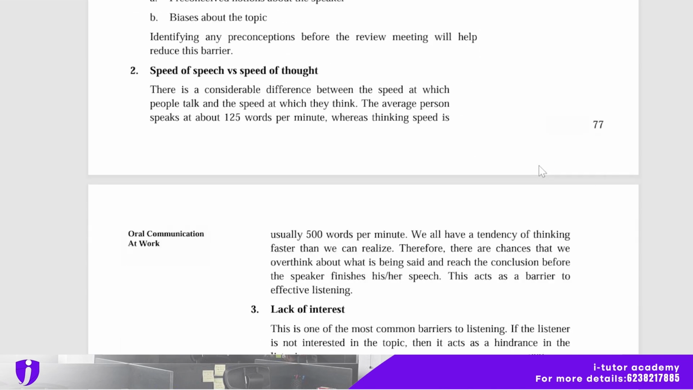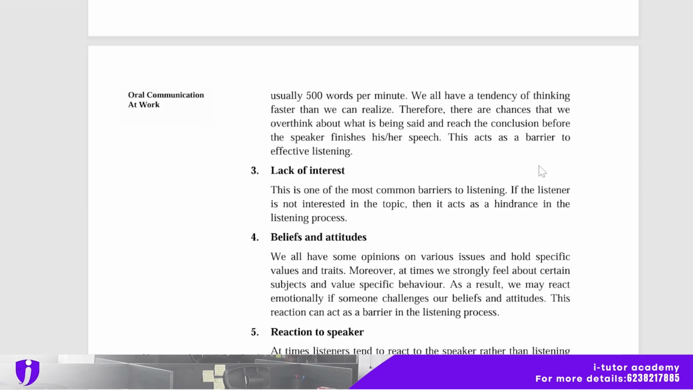Speed of speech versus speed of thought. There is a considerable difference between the speed at which people talk and the speed at which they think. The average person speaks at about 125 words per minute, whereas thinking speed is usually 500 words per minute. We all have a tendency of thinking faster than we realize. Therefore, there are chances that we overthink about what is being said and reach a conclusion before the speaker finishes his or her speech. This acts as a barrier to effective listening.